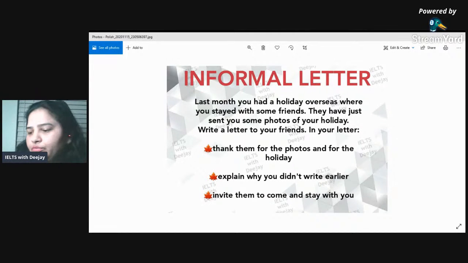Okay, so I assume you have no doubts. I got the message as well: "No, ma'am, it's all clear." Okay, so what you have to do is write these 2 questions, the informal and the semi-formal, and send them to me in the group so that I can evaluate them. So see you tomorrow. Whatever questions you have about these 5 classes, or about anything related to IELTS, you can let me know tomorrow.